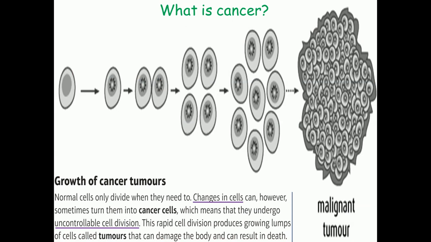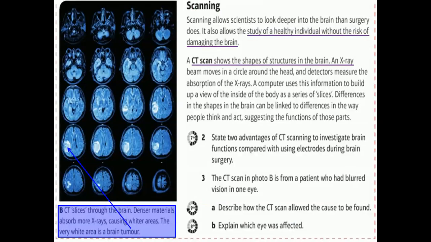We mentioned earlier that cancer is when there are changes happening to cells where these cells uncontrollably divide, and that means they form a lump of cells called a tumor. So that tumor in the brain changes the shape and structure, and this can be identified using CT scans.